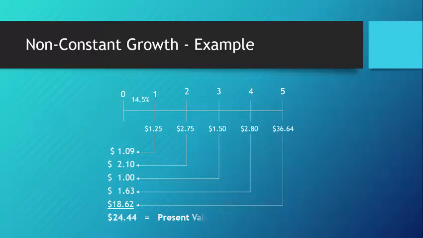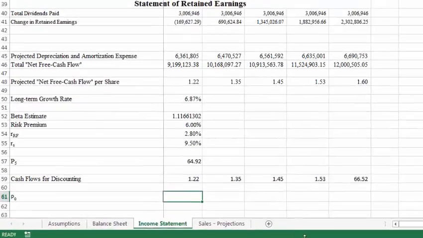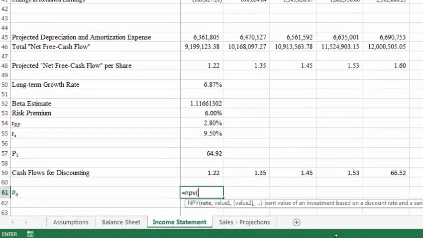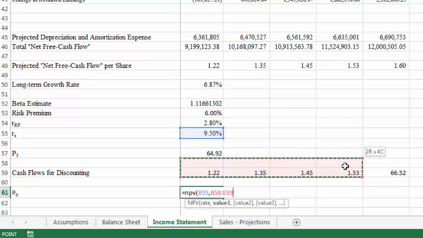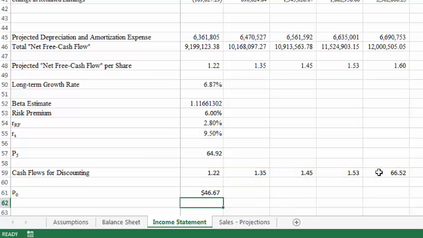And then I'm going to add them all up. So these are all present values. When I sum them, they become a net present value, so to speak. And say, okay, this is an equal net present value. I need the rate, again that was R sub S, comma, all of my values. Enter. And I get 46.67. Well, that's way high. It's way higher than $13.